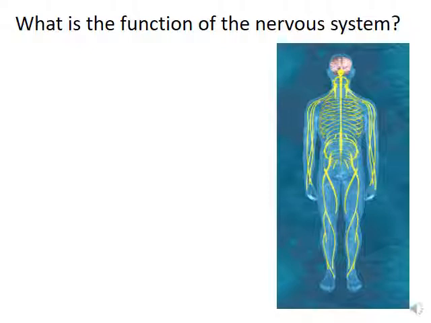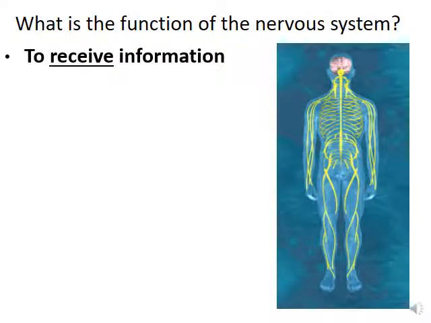The nervous system has different functions. The first one is to receive the information. For example, I am in a room. I have some items in the room, so I can see them using my eyes, so I receive information. For example, I can smell using my nose, so I'm receiving information. I can hear using my ears, so I'm receiving information. This is the first function.